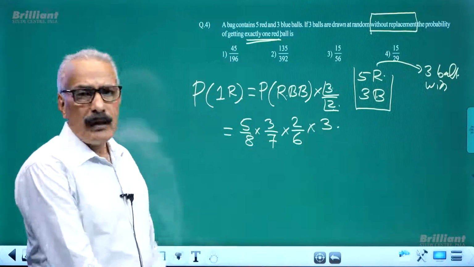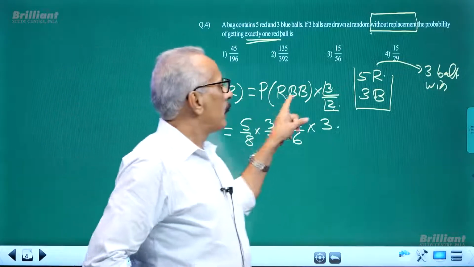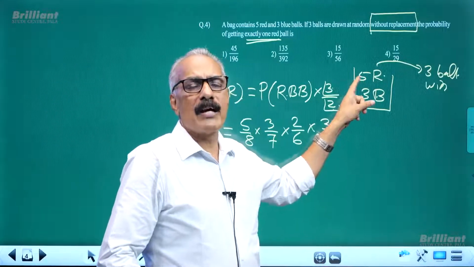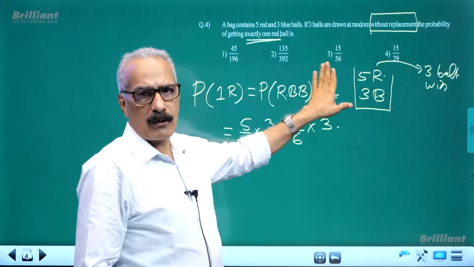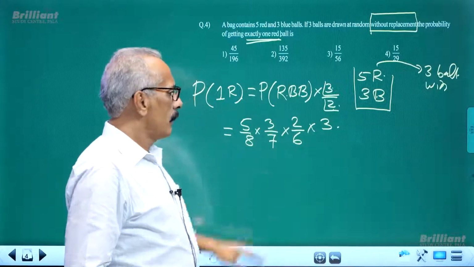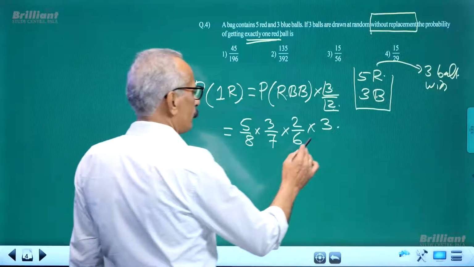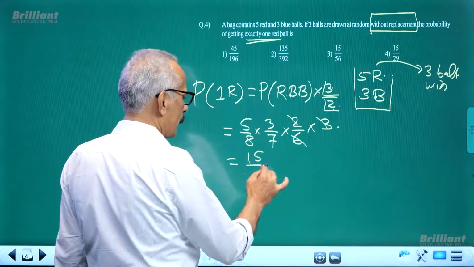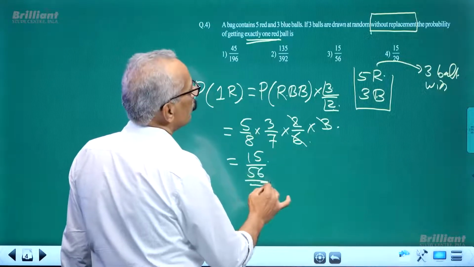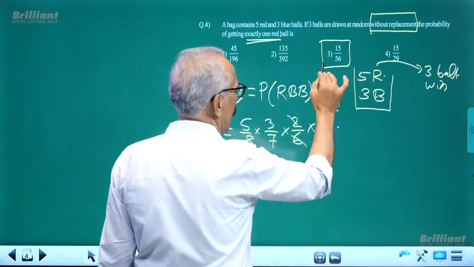There is one more method also. 1 red can be selected in how many ways? 5C1 ways. And therefore this is not necessary at all. Anyway, this 3, 2, 6 is there. 15 divided by 56 is your answer.